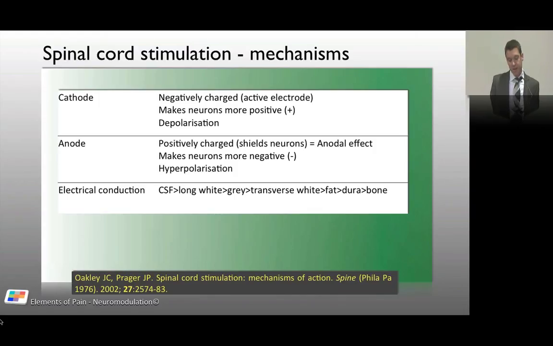Regarding electrical conduction, CSF conducts the most, bone conducts the least, and that's pretty good. CSF, then long white matter, then grey matter, transverse white matter, fat, dura, and bone. It's good that bone doesn't conduct electricity very well, because that shields vital structures such as the heart from the effects of spinal cord stimulation.